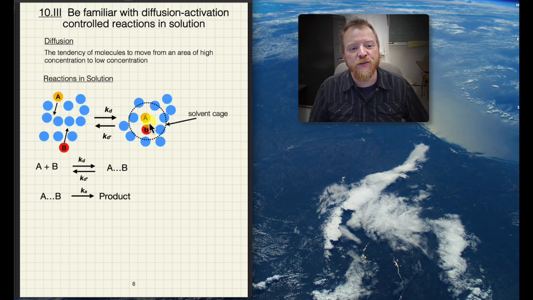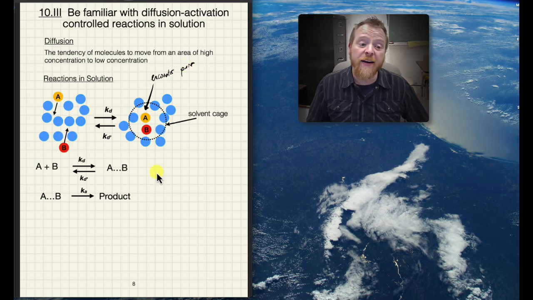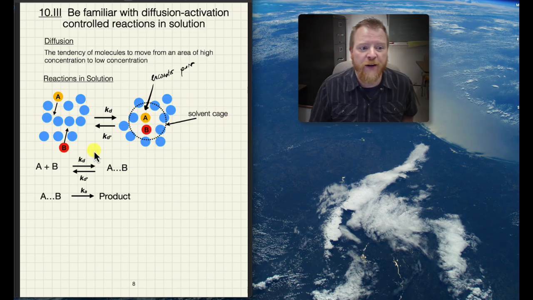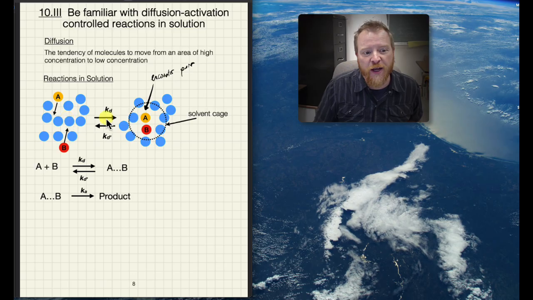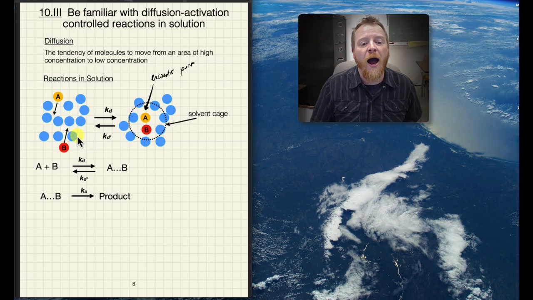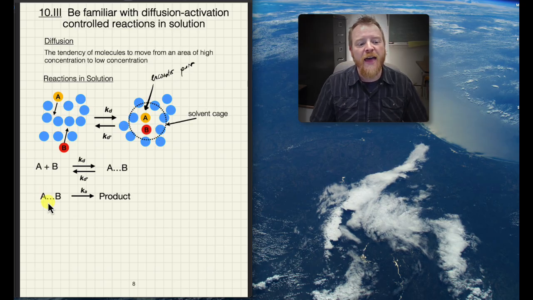And as they get close to each other, they are supported by this solvent cage. So I'll call this AB thing an encounter pair. And additionally, A and B could also diffuse away from each other depending on the concentration gradients. So that's why we can see that there is an equilibrium describing this process. However, if the solvent cage has held them together long enough and they've had an effective collision, then that encounter pair can go on to form products.